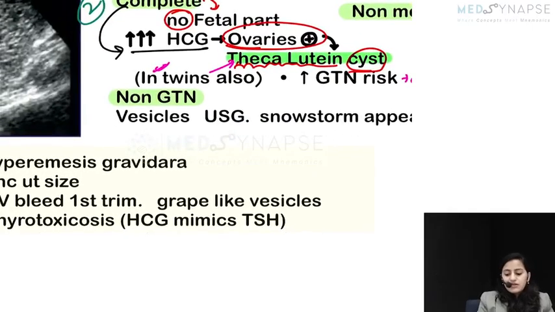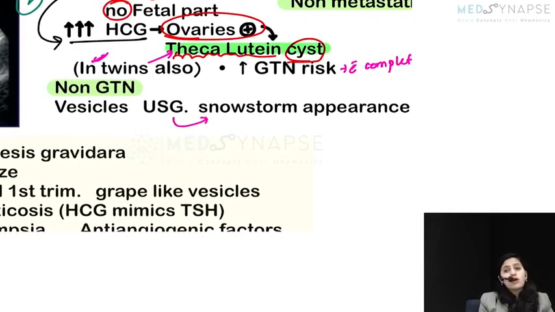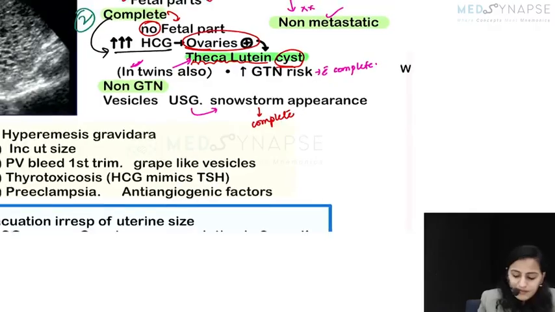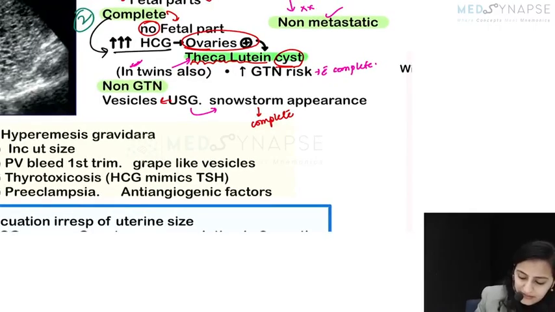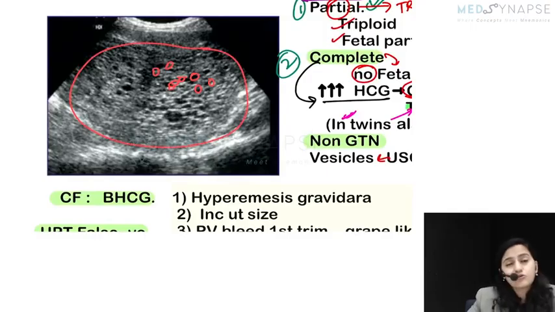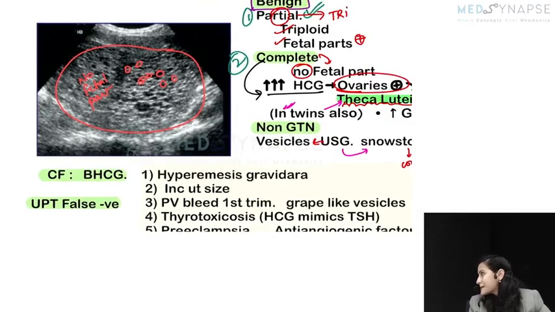When I do the ultrasound, if I see this snowstorm appearance, is it complete or partial? Complete molar. Snowstorm means there are no fetal parts. It is just the cystic appearance that you would see, like you are seeing here on this ultrasound. Just the black fluid-filled cysts are what you are seeing in the entire endometrium. There is no fetal part. So snowstorm is complete molar pregnancy.